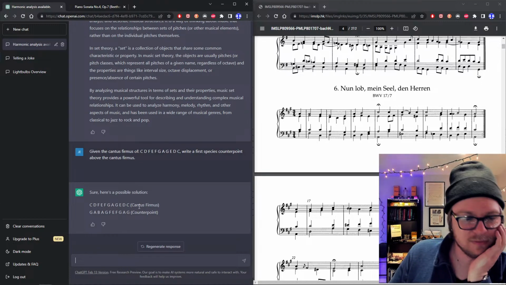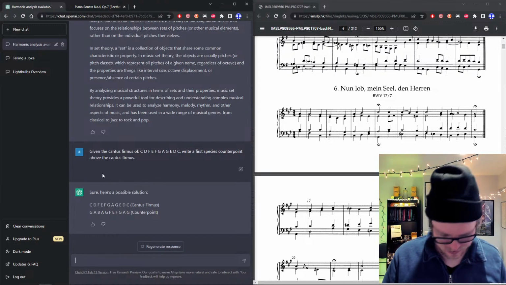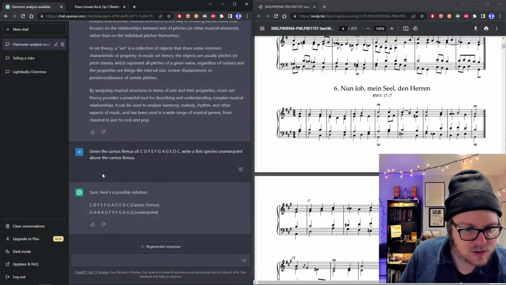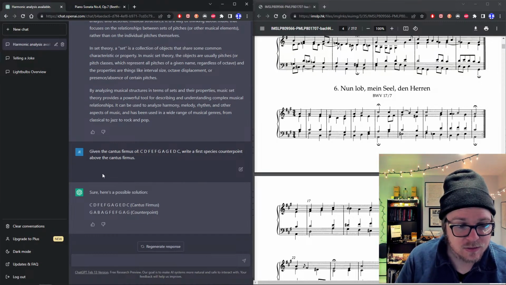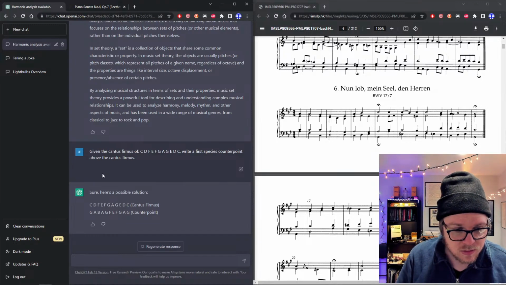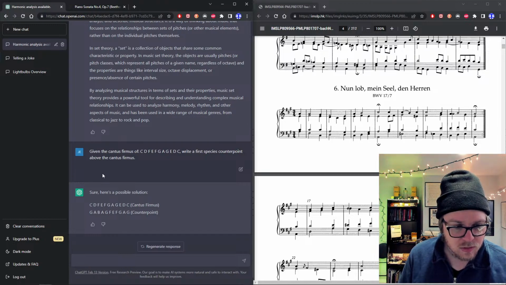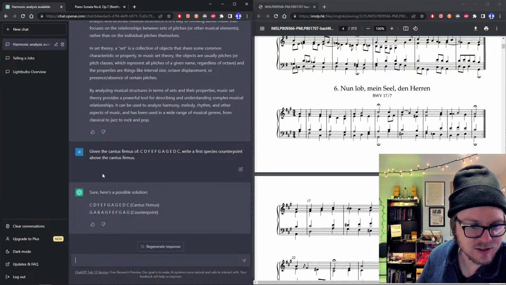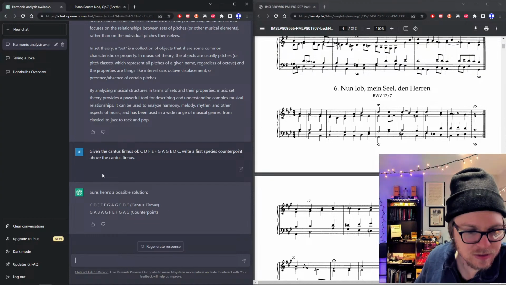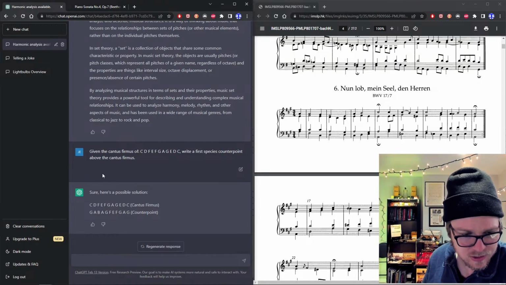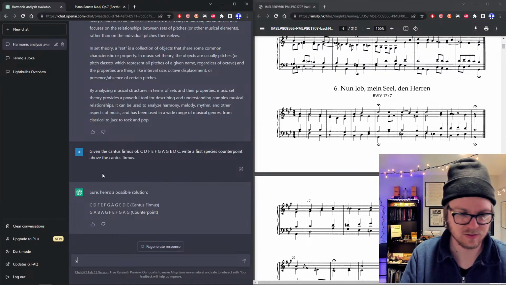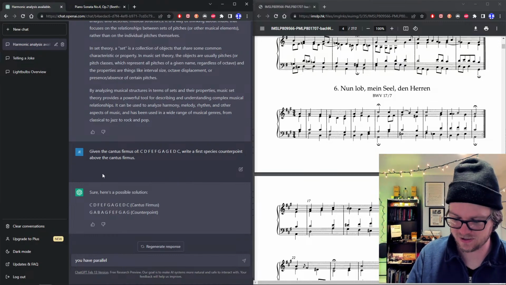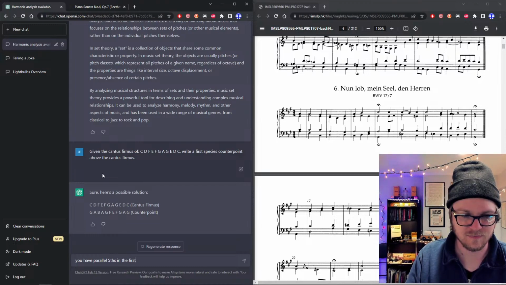Is this following the rules? Wait, actually, this might be kind of clunky. I'm going to try this. Oh, I have to read it backwards. Okay, let's try this. So, this is already very clunky, I think. Okay, that already breaks rules right there. C and G, and that's already a perfect fifth. Literally with the first two intervals, so that's not quite right. You have parallel fifths in the first chord.